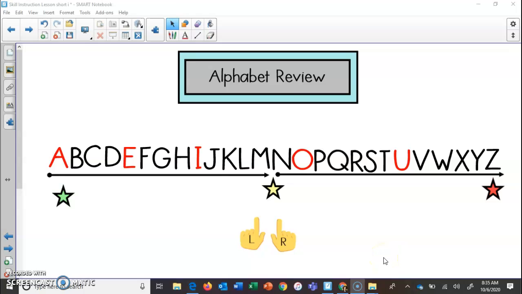Today we're going to talk about the sequence of our alphabet. Sequence means order. First, we're going to touch and count to see how many letters are in the alphabet.